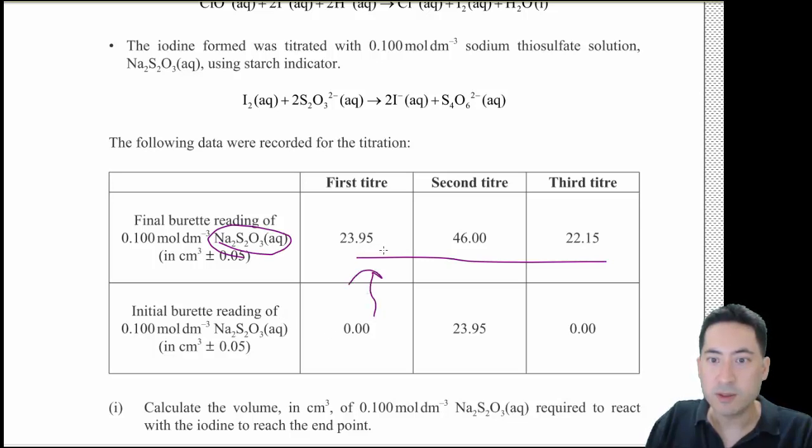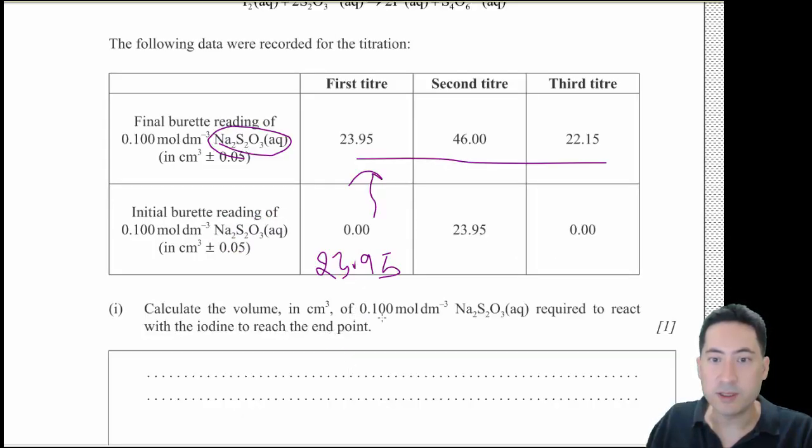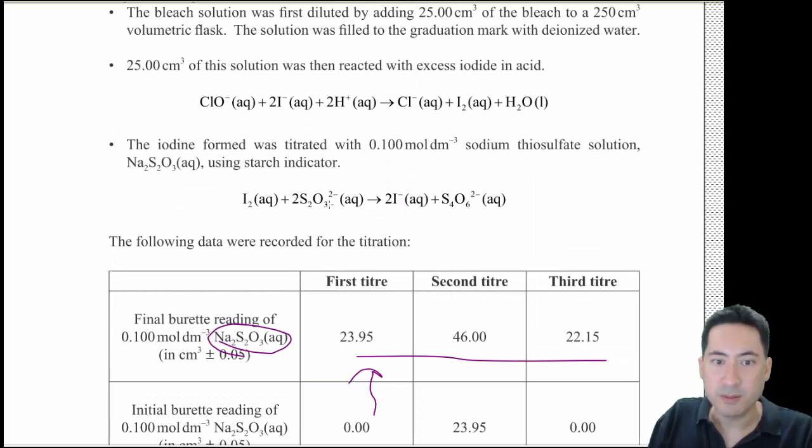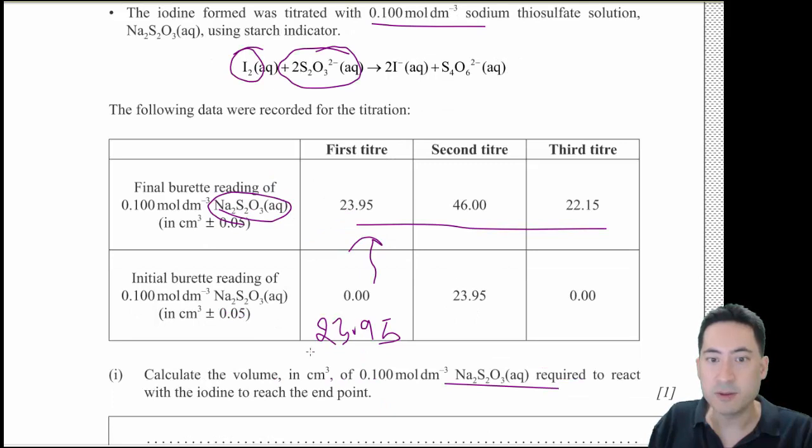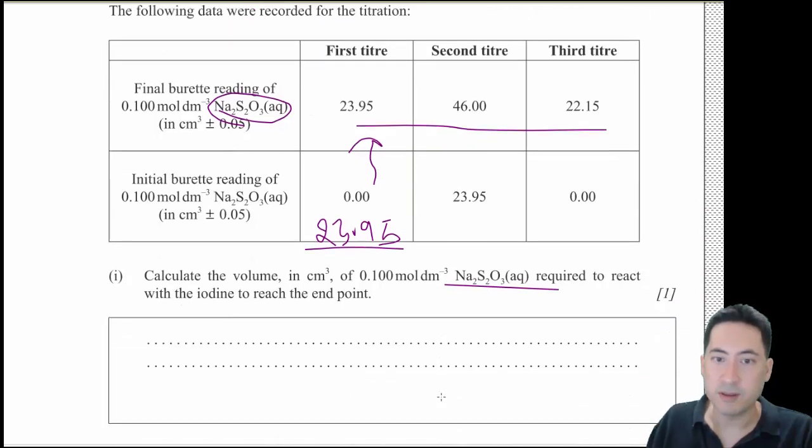So we've got 23.95. So that's the reading there. Calculate the volume in centimeters cubed required to react with iodine to reach the end point. We've got sodium thiosulfate here reacting with iodine. So we've got 23.95 here, and then we have to work out what the others are. We better do that down here in the box, because that's the only place it'll count.